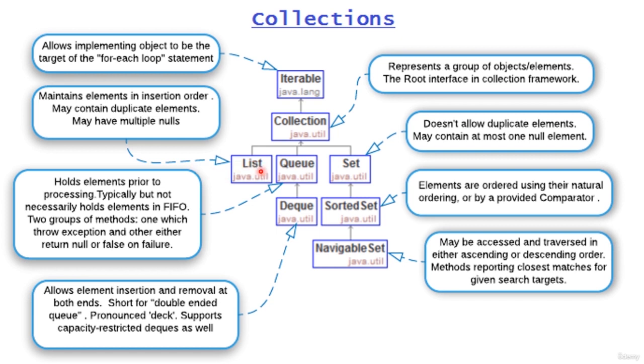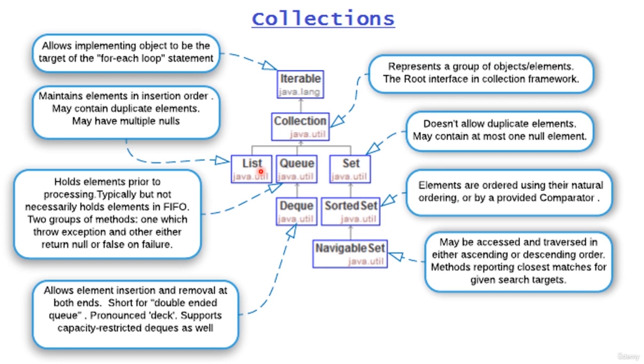Just a quick example. About List, we have seen the ArrayList, and we are going to take the LinkedList, and we will see in the next slides the relation between them. But till now, the List interface maintains elements in insertion order, may contain duplicate elements, may have multiple nulls. Okay, please write this down. So the list may contain duplicate elements and may have multiple nulls. And they maintain elements in insertion order.